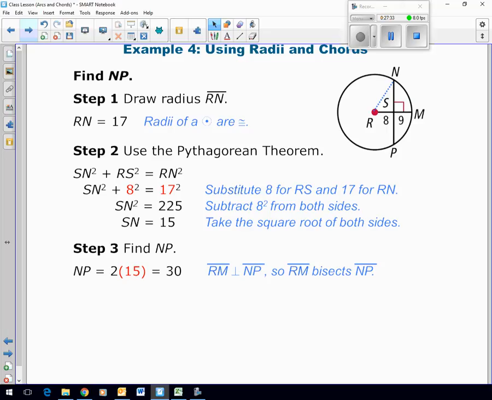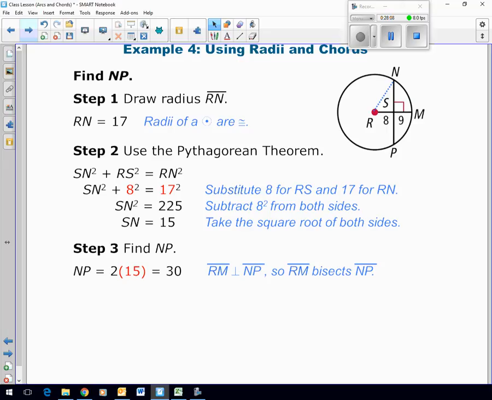Step 1, you're trying to find N to P. This is really odd, I know, but we're going to work it out. When you're drawing this circle, this is how it starts, y'all. It's going to start like this. Bisect it. And it might tell you that that's a right angle. Then it's going to give you this information, 8 and 9.